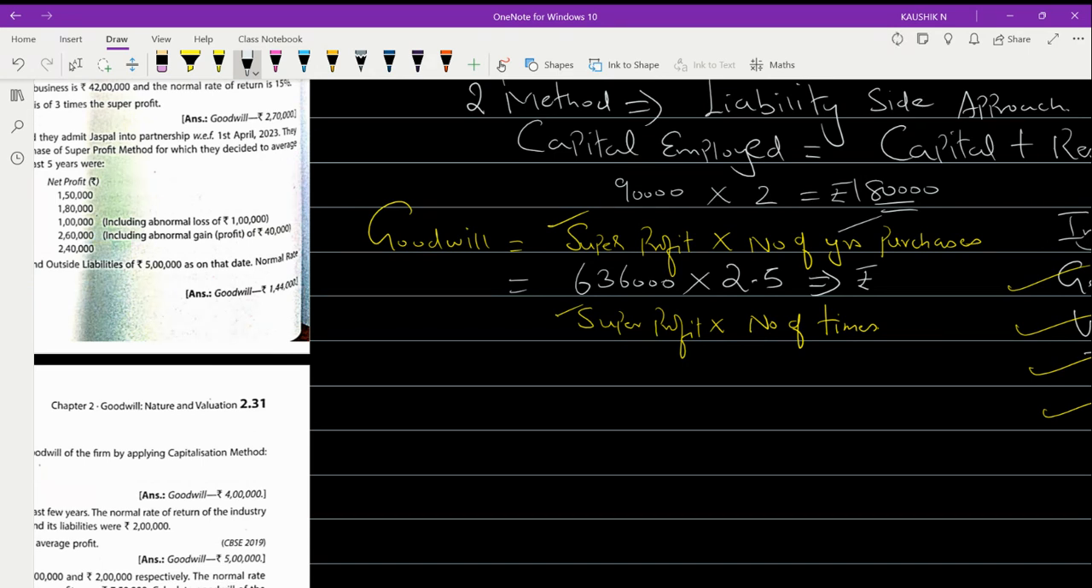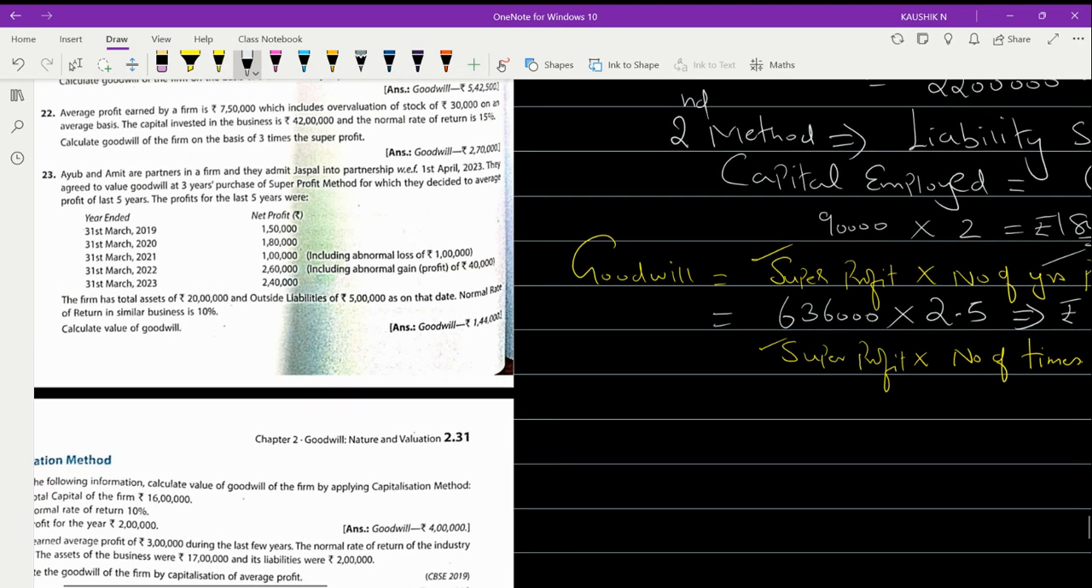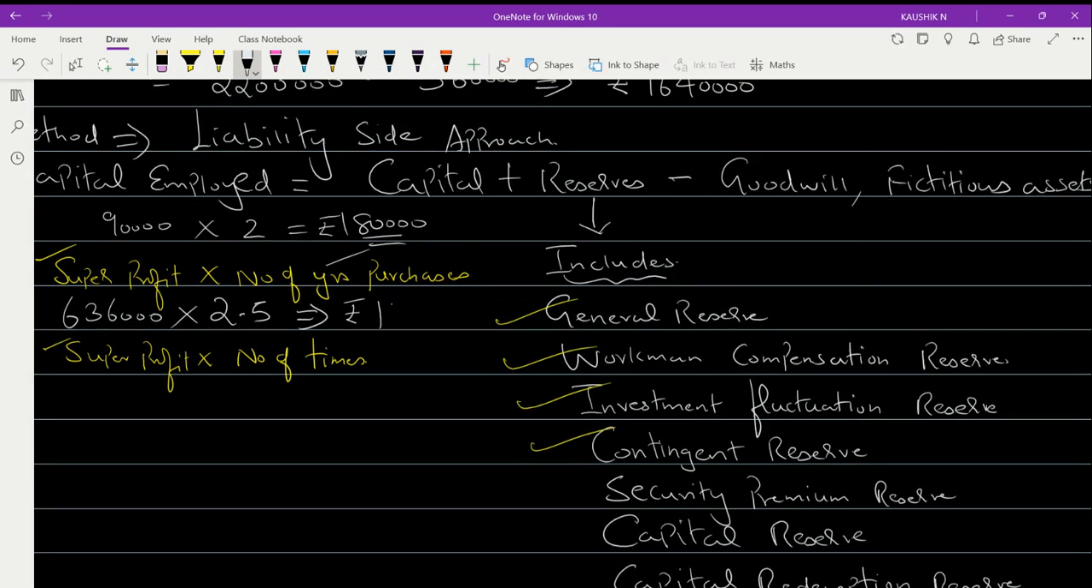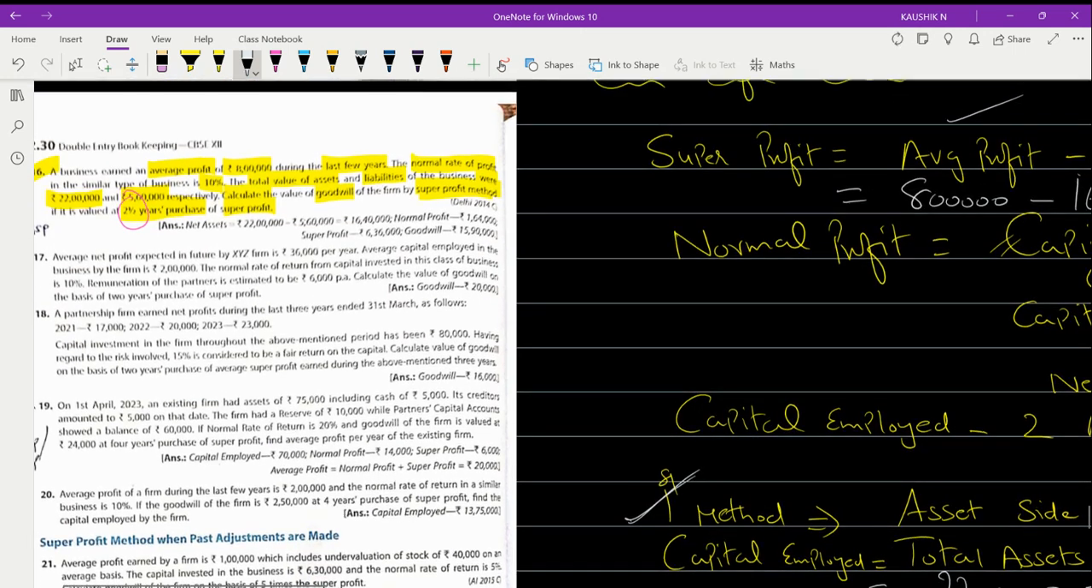What will be the value? Here, 15 lakhs 90,000 exactly. So when I multiply this, I'll be getting 15 lakhs 90,000. This is my goodwill value. Let us check up the amount also. எவ்வளோ இருக்கு பாருங்க உங்களுக்கு வந்திருக்கா? Have you got the amount of goodwill as 15 lakhs 90,000?